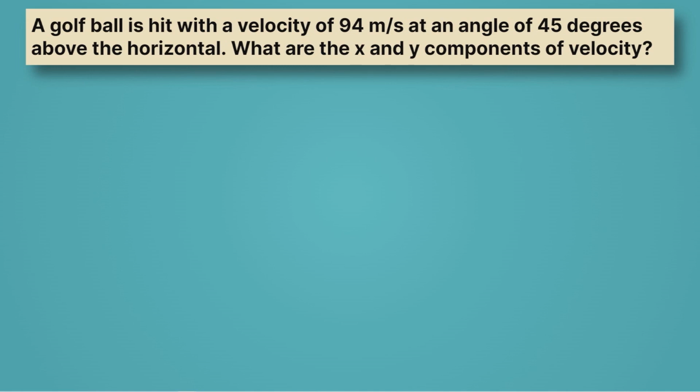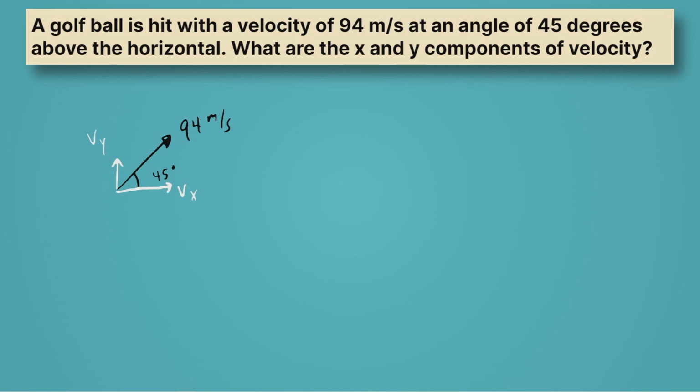It's always nice to start these with just a little picture. So we have a golf ball going out at a velocity of 94 meters per second. And we know that the angle with respect to the horizontal is 45 degrees. We eventually want to solve for the vertical and horizontal components. So the horizontal component, it's right here, and remember that's going to be Vx, and the vertical component right there, and that's going to be Vy.